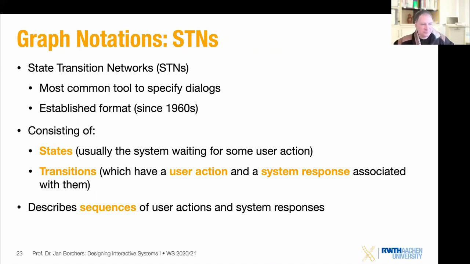State transition networks are one of the most common tools to specify the simpler kind of dialogue. It's a super established format. They've been around forever, and they consist of states and transitions, right? They are the famous bubbles and arcs, things that you've been drawing in the Formale Sprachen, Automaten kinds of lectures. So any lecture that taught you finite state machines or automata has covered this ad infinitum.